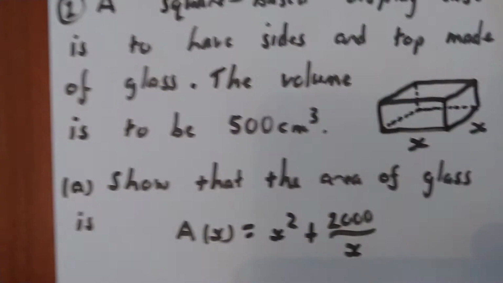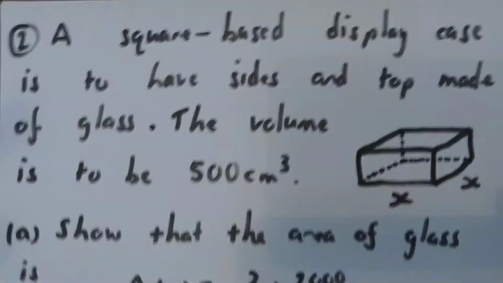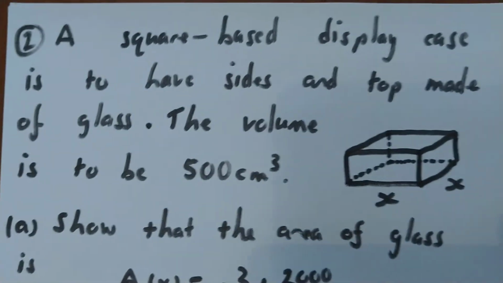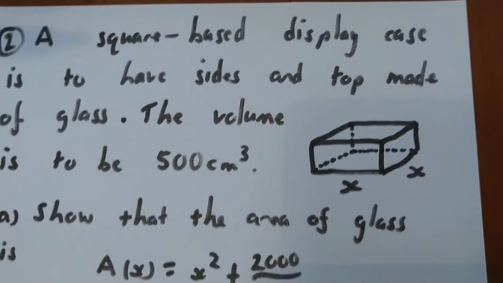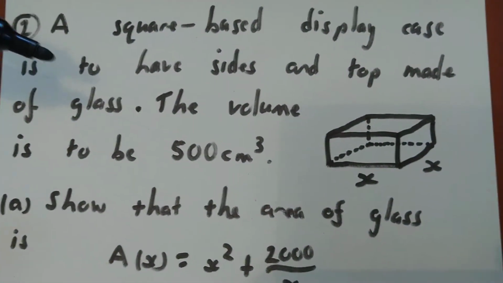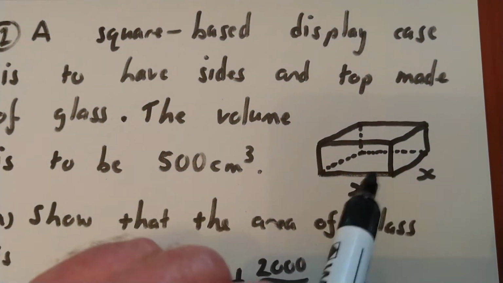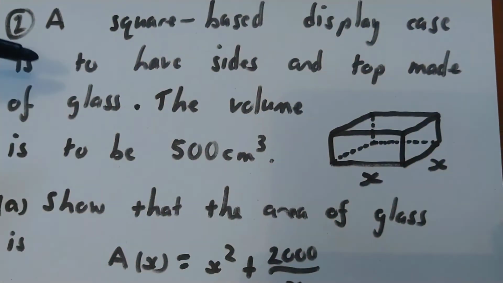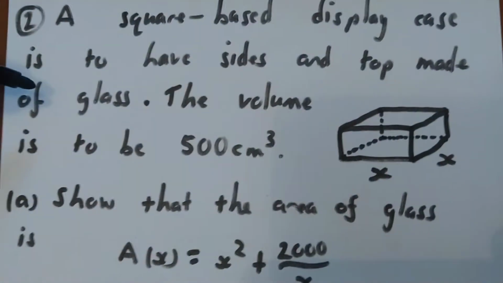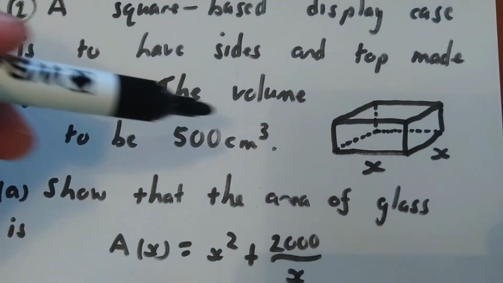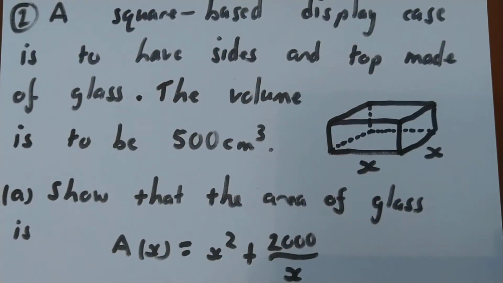So take your time, please, and write this into your notes. Example number 2. So we have a square-based display case. The base of it is just going to be wood or something, I presume. Right, but the sides and top are made of glass. The volume of the case has to be 500 centimeters cubed.